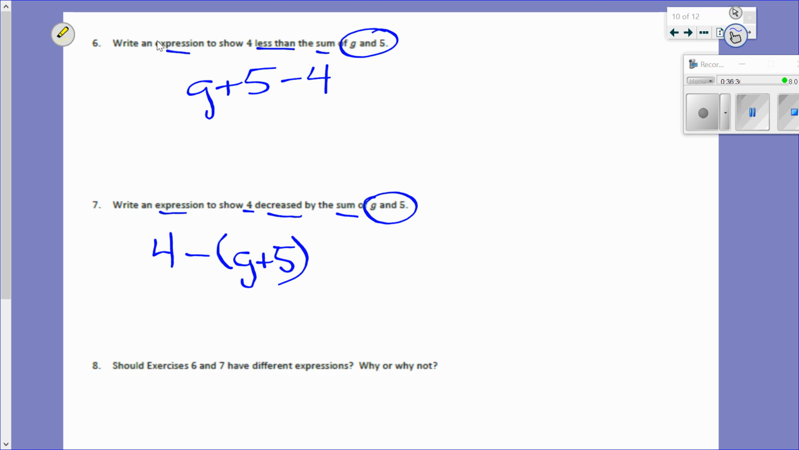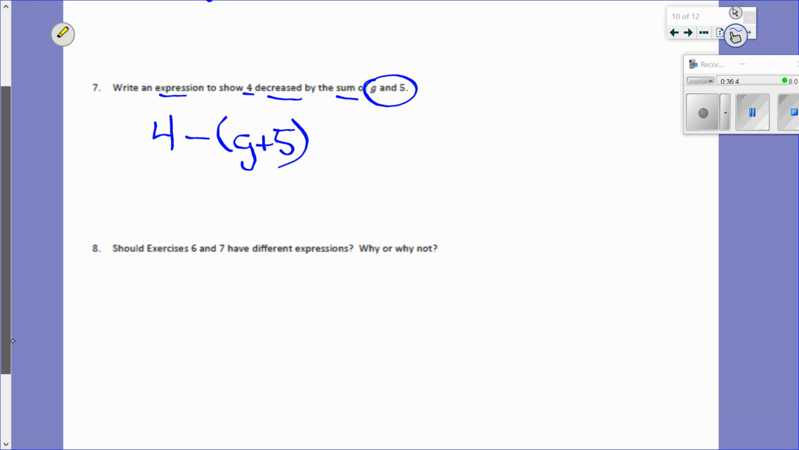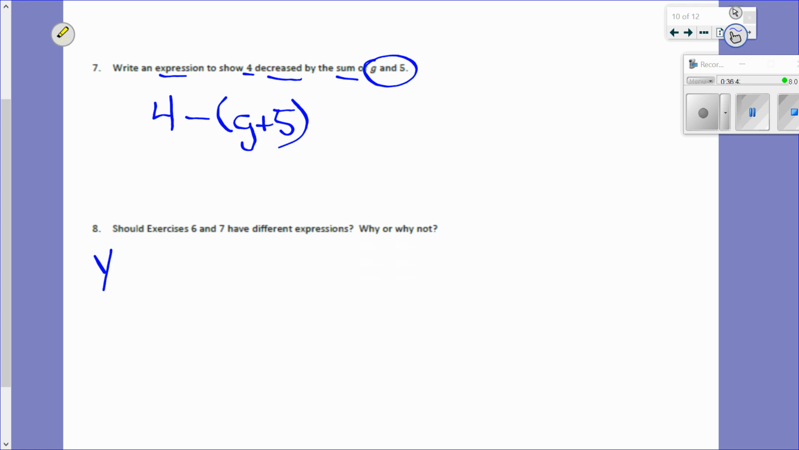Must I have parentheses on the second one? Yes. Should they look different? Absolutely, in multiple ways. So yes, they should look different. One has a switching phrase.